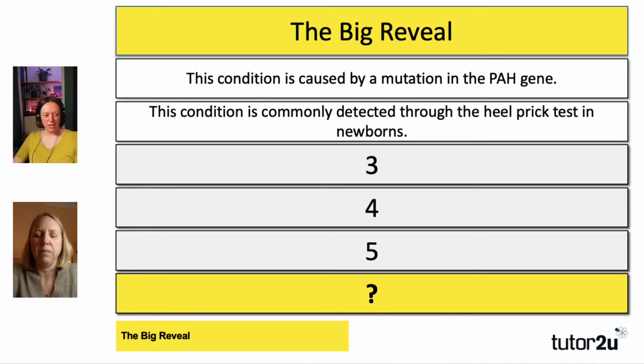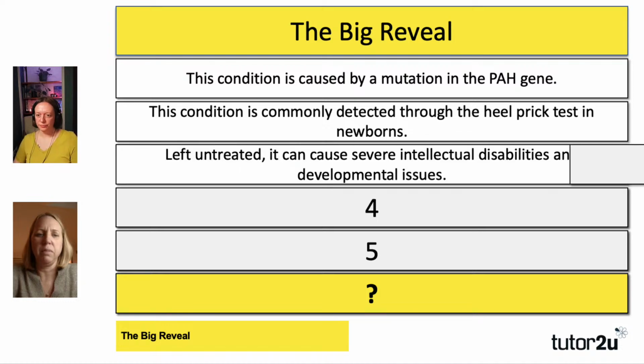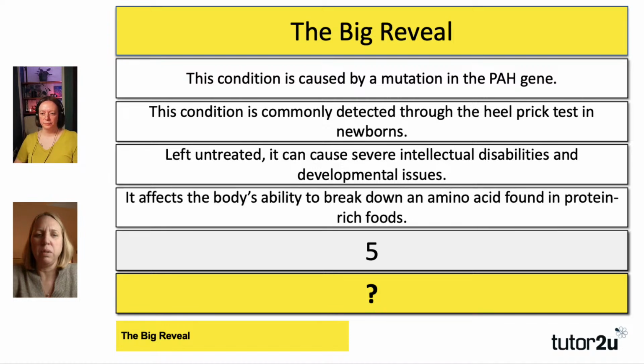Some people might want to have a go at guessing from here. So My Life's saying cystic fibrosis, Princess Magic is saying PKU, both of which can be detected in the heel prick test. Alicia's saying Huntington's disease, okay. I think we need to have some more clues, don't we, to pin this down? Let's have a look. So left untreated, it can cause severe intellectual disabilities and developmental issues. Okay. Shall we have another clue? Yeah, you could relate that to a number of conditions, I suppose.